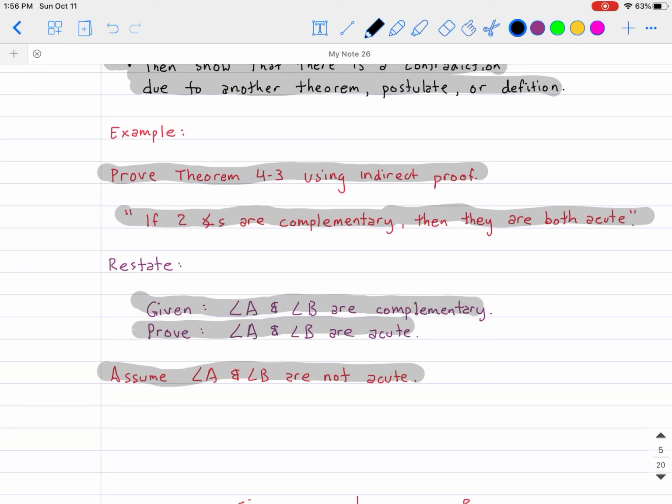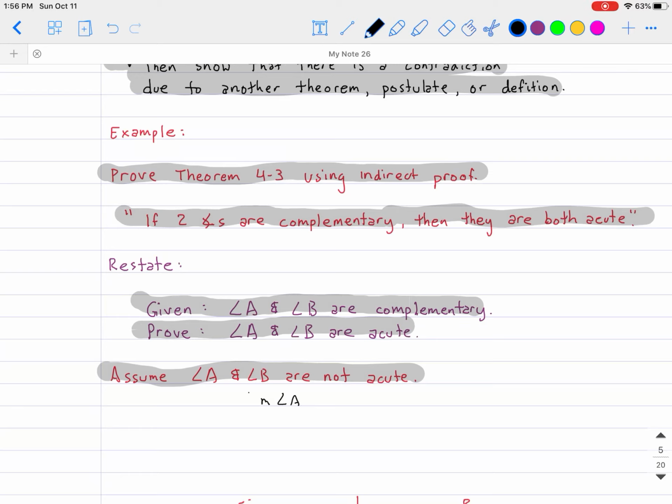According to what we've learned, if something is not acute, then there are only three choices: the angle is either acute, obtuse, or a right angle. That is my three choices. It's kind of like trichotomy, because it has to fall into one of those three choices.